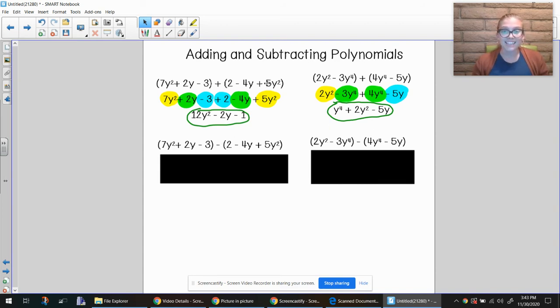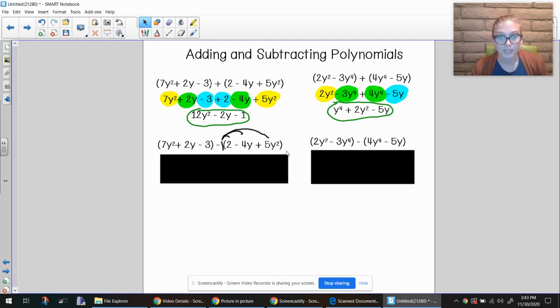Now let's look at the exact same problems, except instead of adding, we're going to be subtracting. So I use the exact same problems, but instead of adding, I subtracted. When I subtract, I'm going to start by distributing a negative 1 to all three of the terms in the second set of parentheses. I got that negative 1 because when we're subtracting parentheses, we're actually subtracting, or negative 1 times each of these pieces.